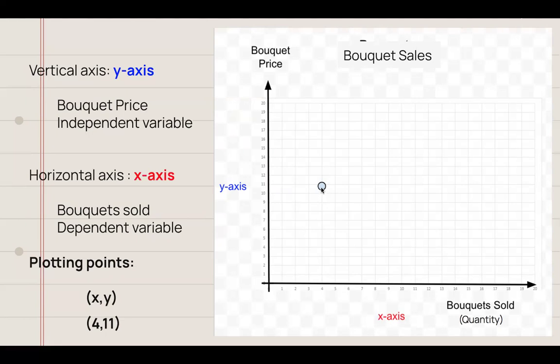So this point here says that we sell 4 bouquets when we charge $11 for them. So we always represent it with the x value first and the y value second. So this point would be 4, 11. And in the next video, we will go over plotting more points and specifically plotting points from a table, which is often how we end up getting data.